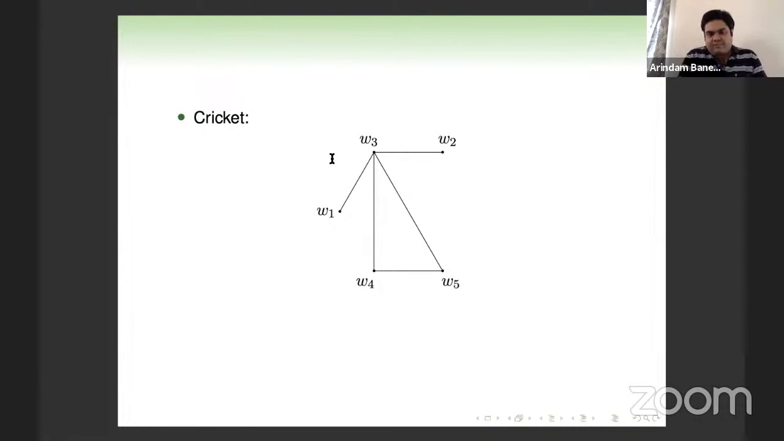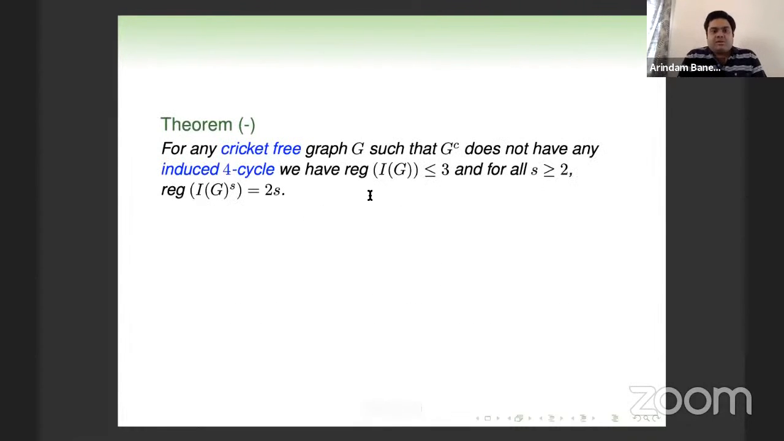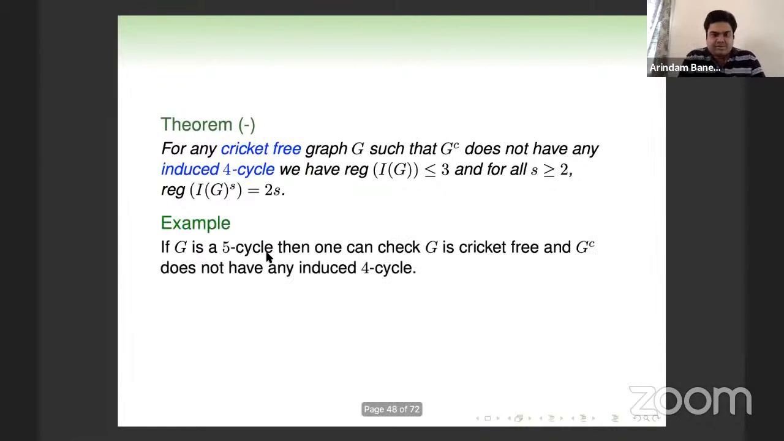This is called a cricket, which is a generalization of the claw. A graph with no induced cricket is called cricket-free. So the following result became the first result in this direction. For any cricket-free graph G such that the complement of G doesn't have any induced four-cycle, we have regularity of I(G) less than or equal to 3. And for all s greater than or equal to 2, I(G) to the power s has linear resolution.